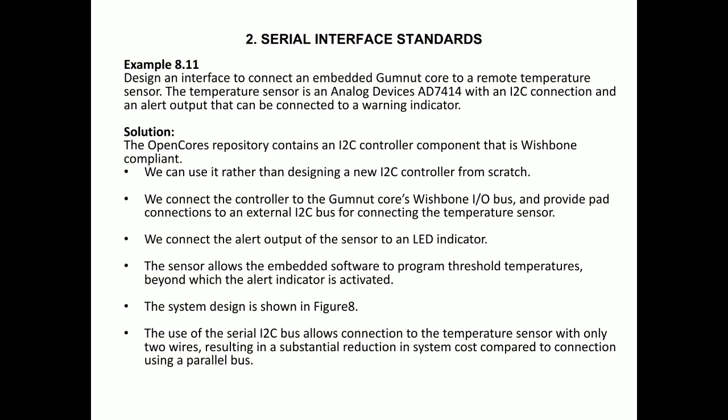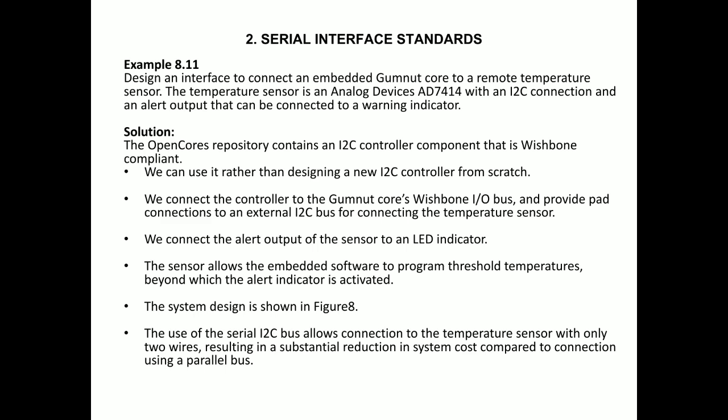We'll take an example of a temperature sensing system. Again, we'll use the GumNet core. The example says to design a serial interface to connect an embedded GumNet core to a remote temperature sensor, the connection between the embedded processor core and a temperature sensor device. For that we need to use a serial interface. This example is asking for an I2C serial interface.